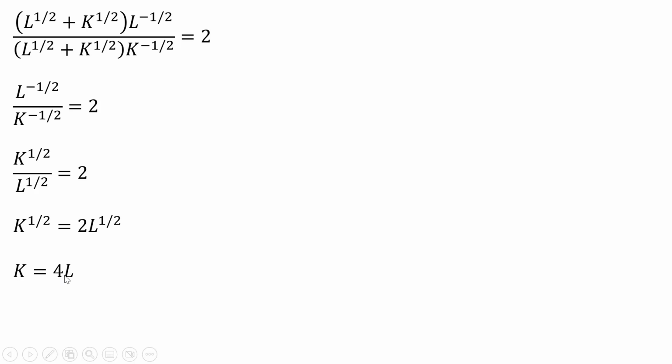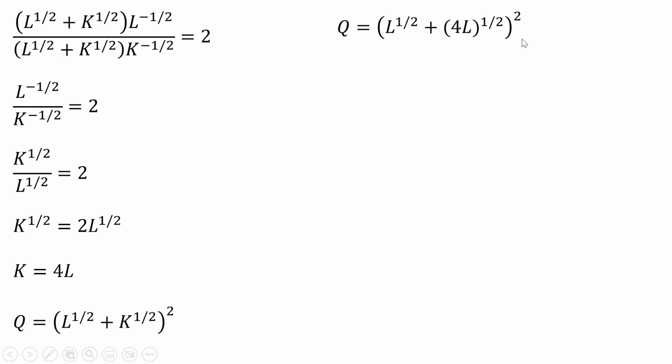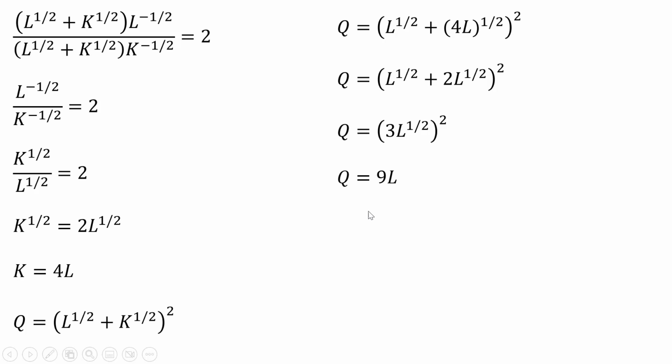We're going to take this result and plug it back into the production function. Here's our production function, so we're going to replace K with 4 times L. Doing that, we get this result. And taking the square root of 4, we get 2. And the square root of L is just the square root of L. Adding up what's in parentheses and now squaring it, Q equals 9 times L. And let's divide through by 9 and we have this expression.